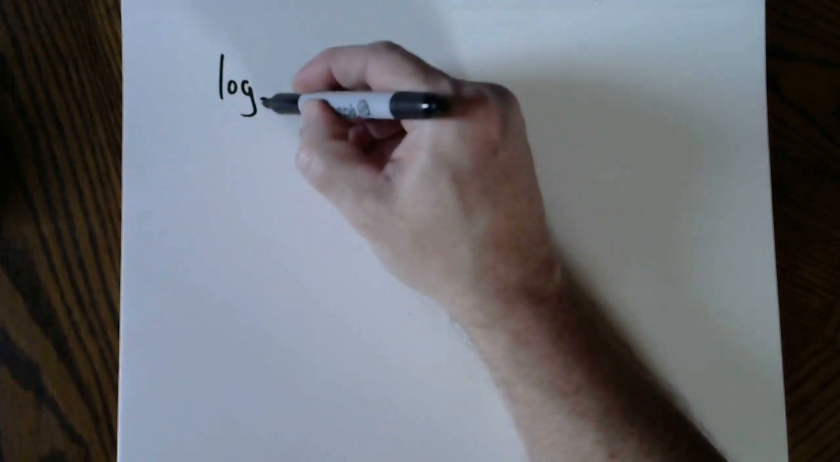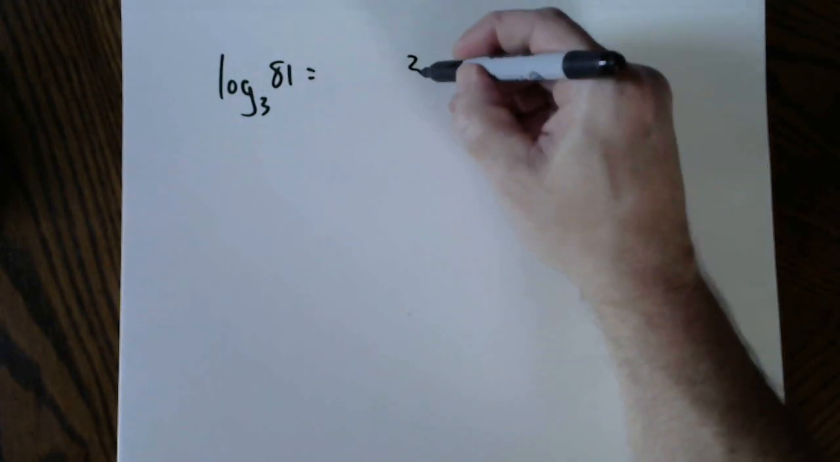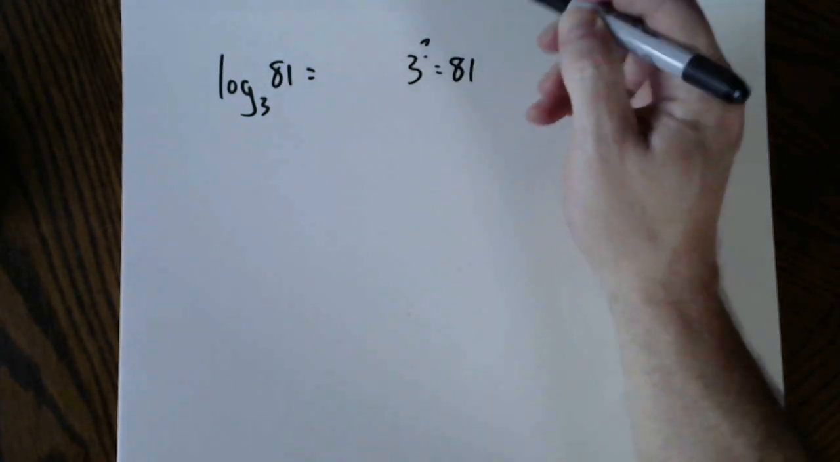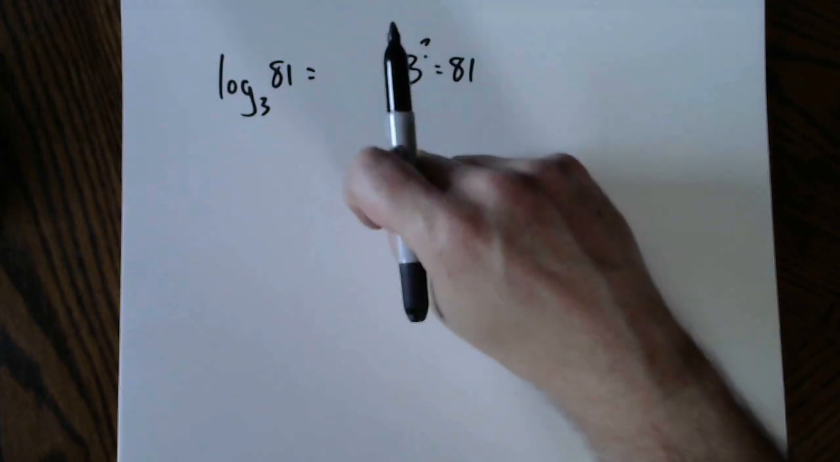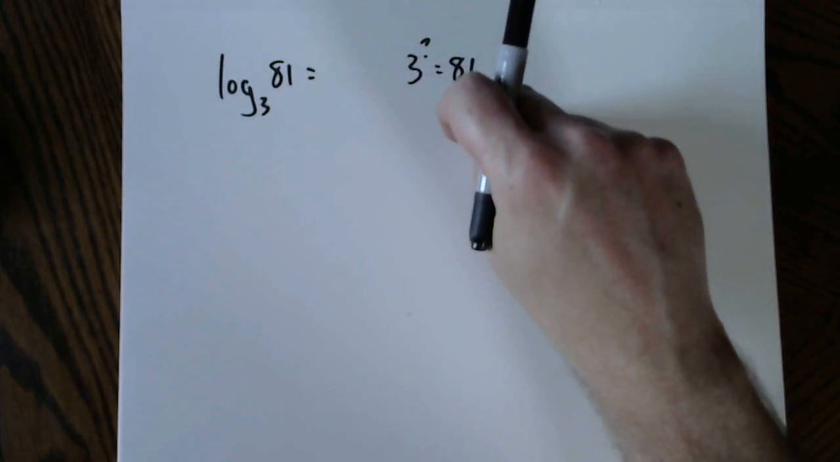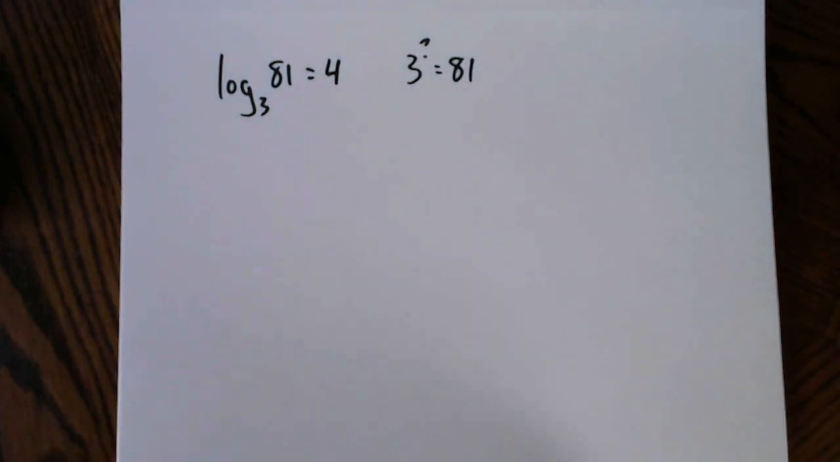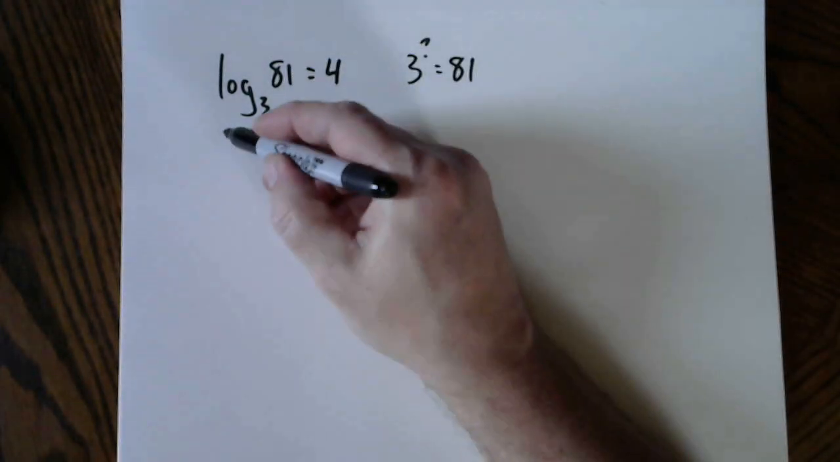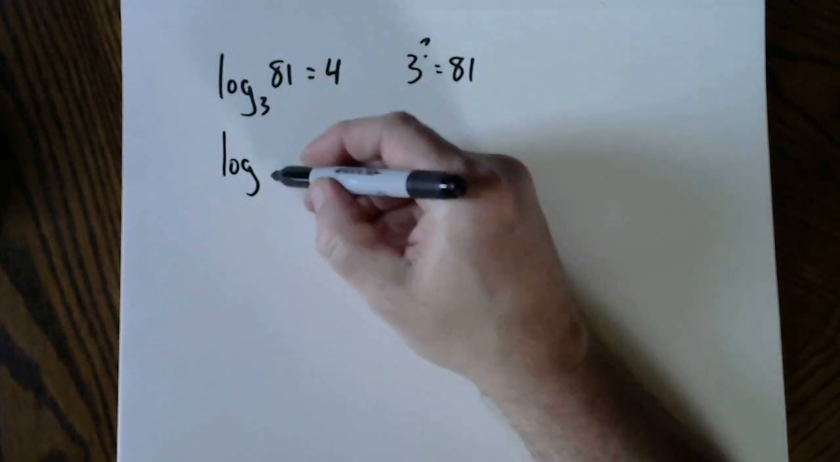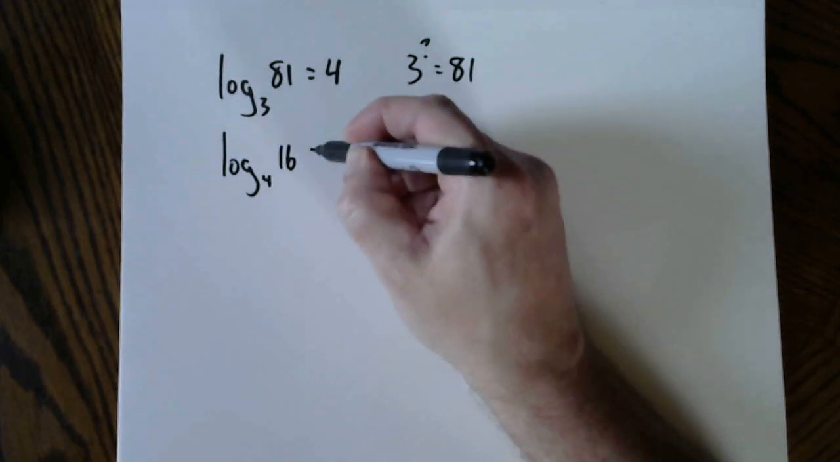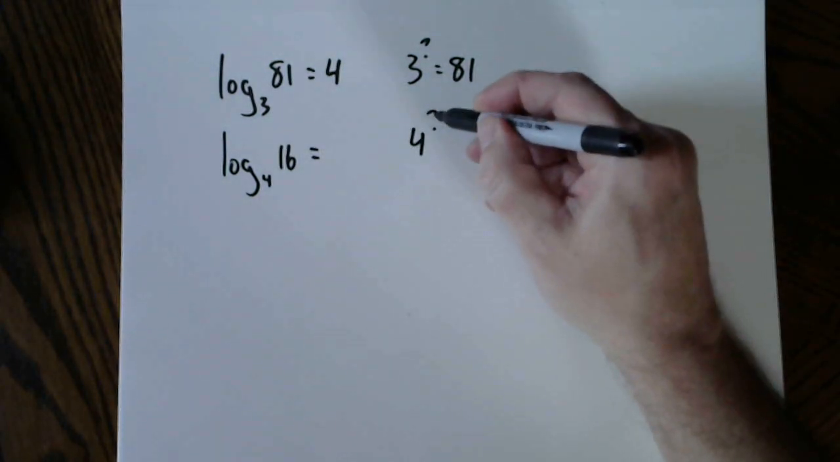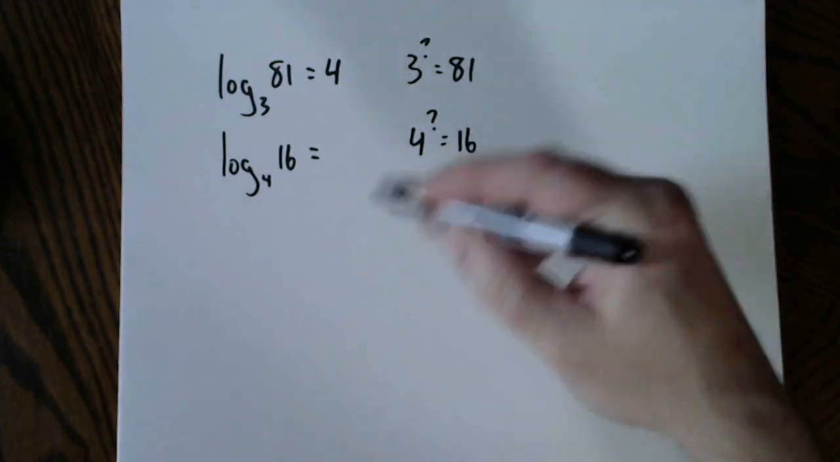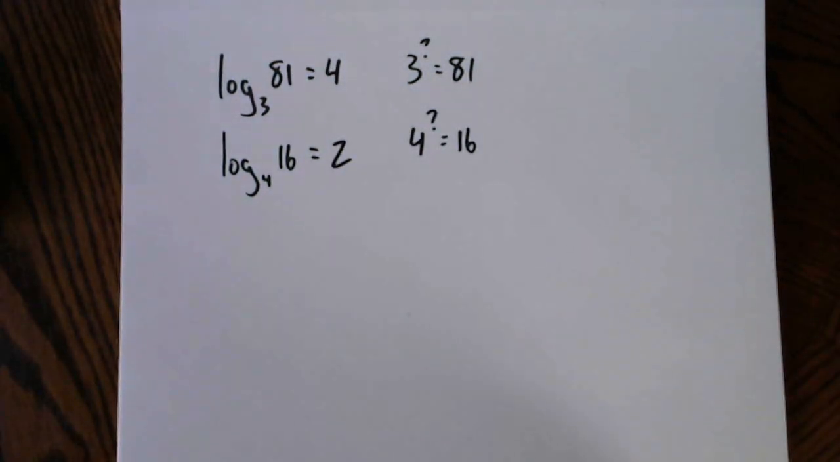But let's go with log base 3 of 81. All right, what exponent do I have to put on 3 to get 81? Well, 3 times 3 is 9, times 3 is 27. Another one, 4 of them give you 81. Okay. What exponent do I need to put on base 4 to get 16? 4 squared is 16. Okay, so you see how this works. It's not a big deal.